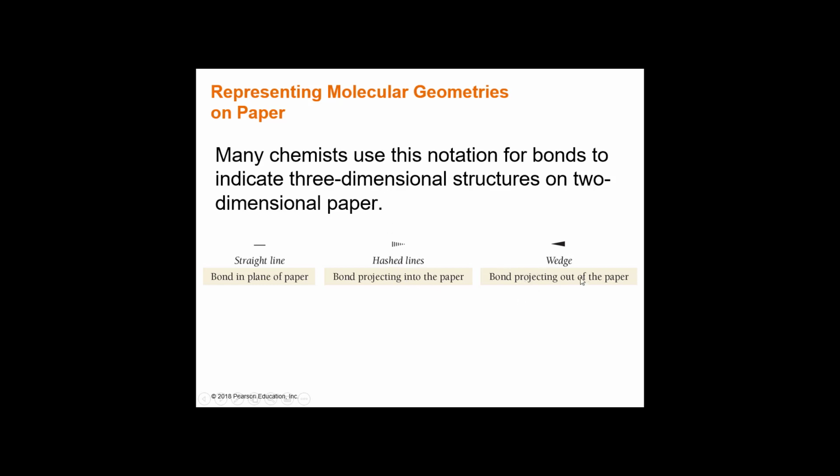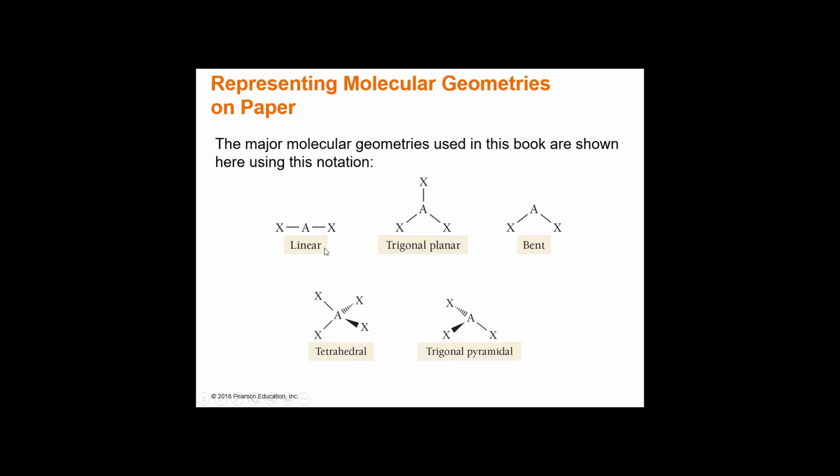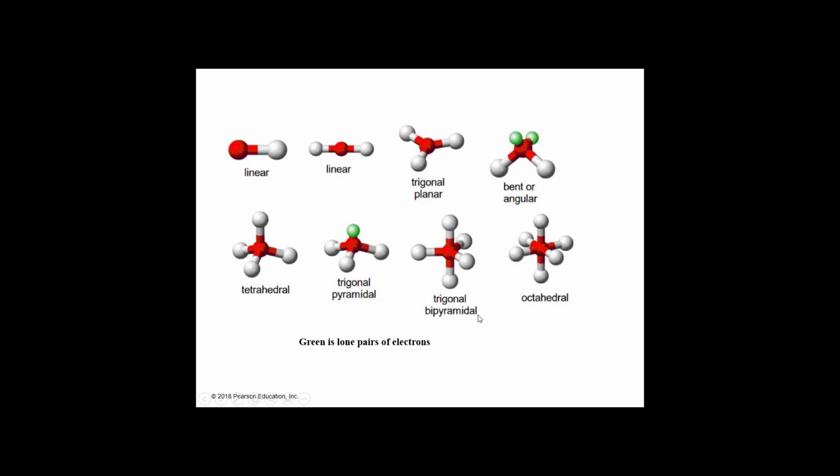And this means out of the paper. That means in your face. So this is directly pointing at you. This is directly pointing in the back of you. And a straight line, this is in the paper. And here is a chart to give you an idea of all of the linear, trigonal-planar, bent, tetrahedral, and trigonal pyramidal, but I found a better one where the green has the lone pairs so you can see them on there. And I think learning with the lone pairs is actually easier because you might forget them when you're first learning how to do this.